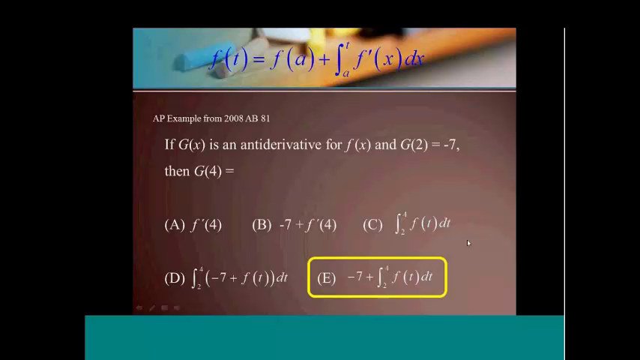If you guessed choice E, you got it. There's the initial position, negative 7, plus the integral from 2 to 4 of the function. And there you are.